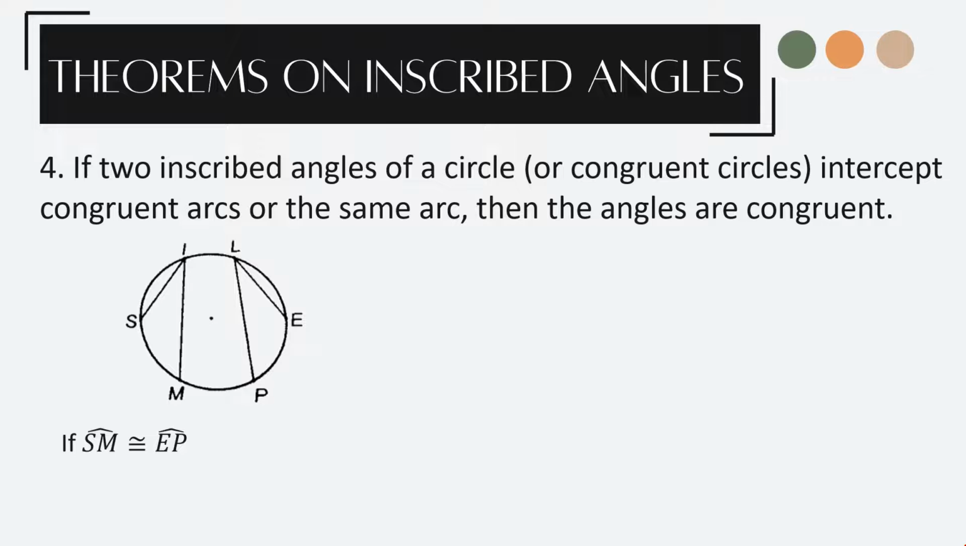Arc SM is congruent to arc EP. Now, arc SM is the intercepted arc of angle SIM, and arc EP is the intercepted arc of angle ELP. Since these two arcs are congruent, then the inscribed angles intercepting these arcs are also congruent. So we say that angle SIM is congruent to angle ELP.